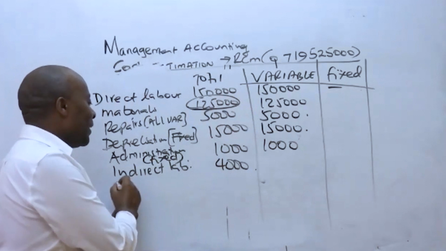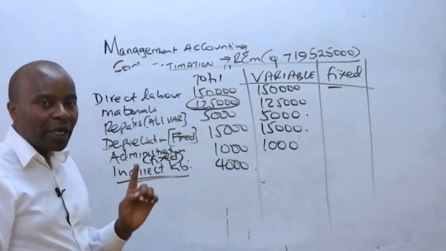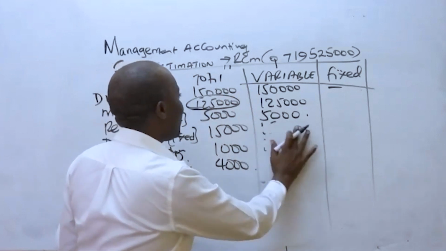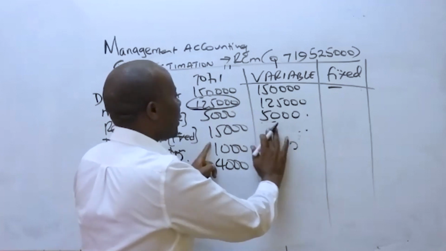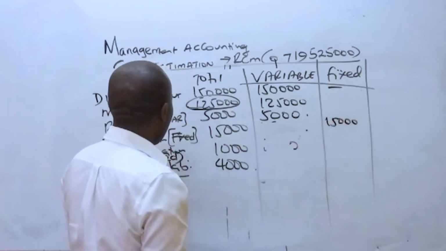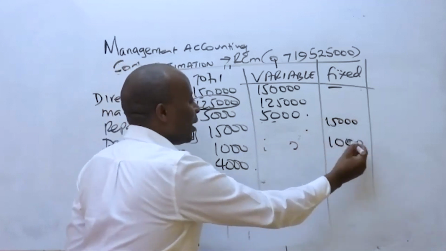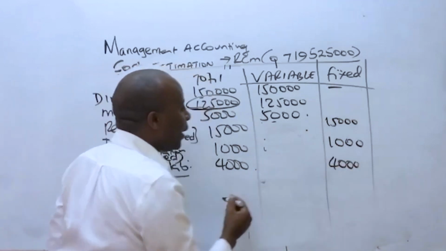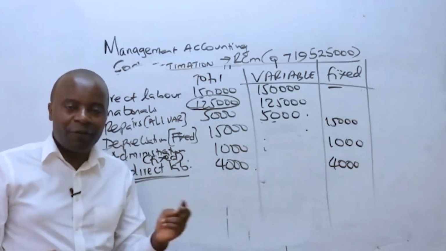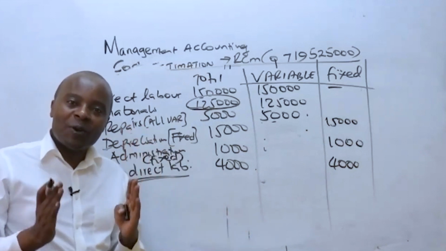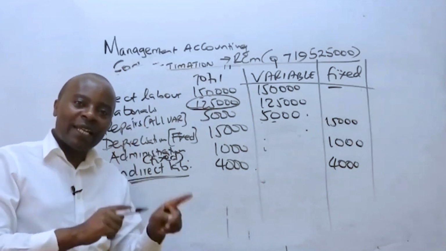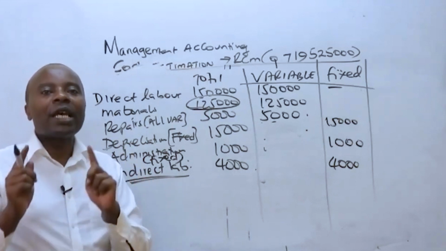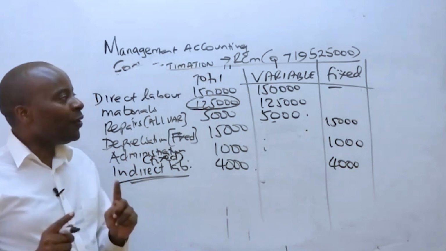And then we have indirect labor. Any expense that is indirect is a fixed cost. Ladies and gentlemen, depreciation is fixed. It's supposed to be slotted under the fixed column. Administration is fixed, supposed to be slotted under fixed. And then, of course, all indirect expenses are fixed. So basically, that will be our rule. Under the account analysis method, we analyze a particular account, and then we're able to say where we slot it, either as a variable or a fixed cost.